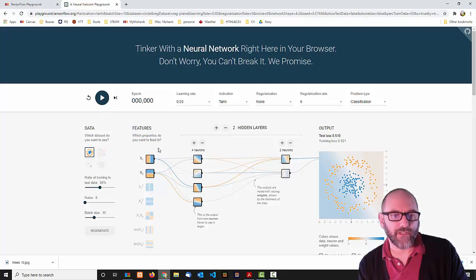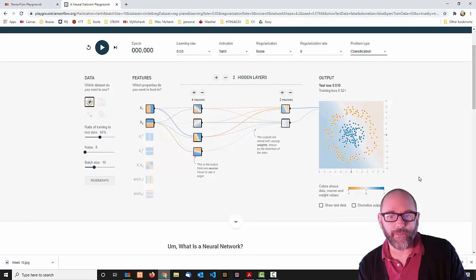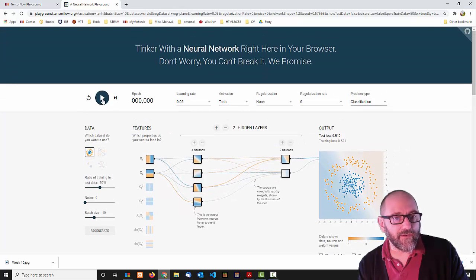This is kind of the default architecture of the network. So let me show you what's going on. We have two inputs, x1 and x2, and we have two hidden layers, and this is the output layer. And what they've done is they've blown up the output layer to show you how it's categorizing. You have a bunch of parameters up here. Some of them you'll recognize: learning rate, activation, regularization, and so on. Feel free to play with them all, but leave it as a classification problem. Don't bother to make it a regression problem. And this is the number of epochs it's trained.